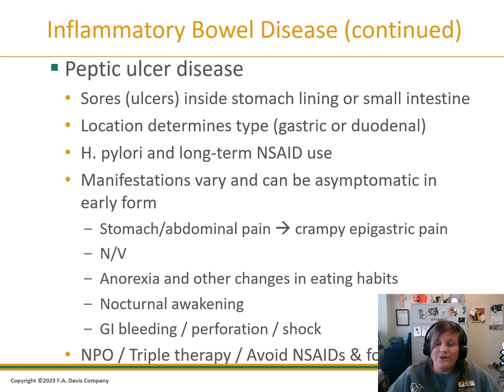shock. So how is it managed? Well, in its initial stages, the gut needs rest. We need to allow for those ulcers to heal. So ways in which that can be achieved is making the patient NPO and giving them alternative nutrition in the form of what we call triple therapy, and then avoiding whatever is possibly the original irritation or cause. Like if it's from long-term NSAID use, then obviously they need to not be on NSAIDs for some time.